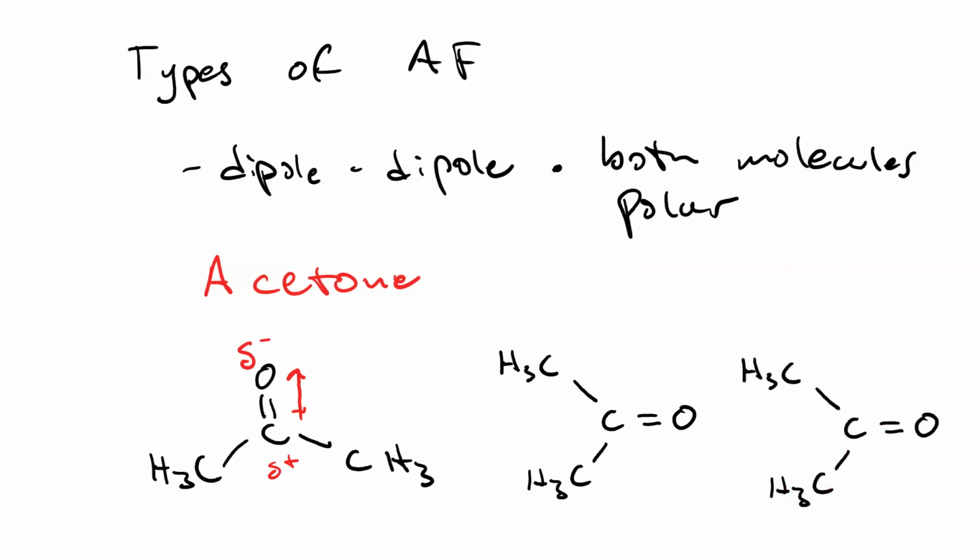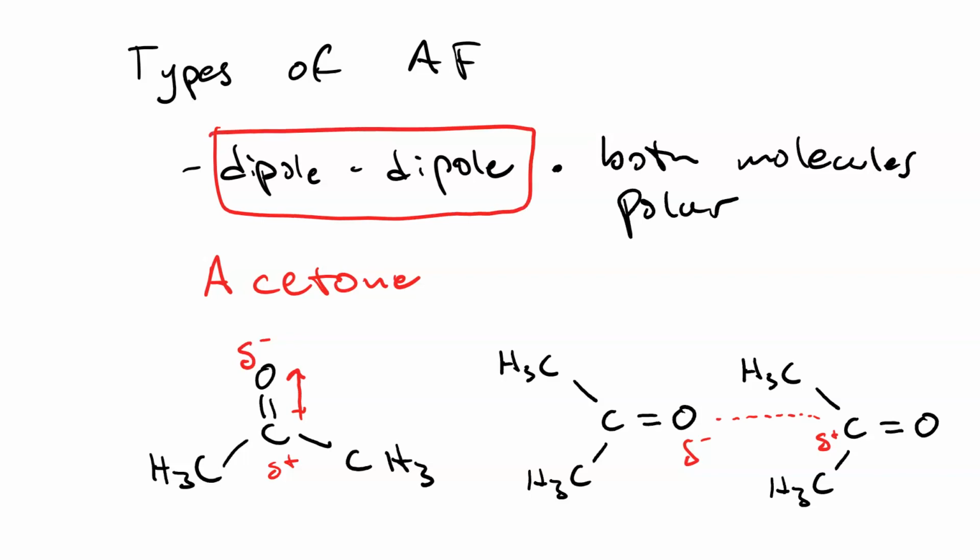A pair of acetone molecules will be attracted to each other. The negative partial charge on the oxygen of one will be attracted to the positive partial charge on the carbon of another. It's simple opposites attract. And that attraction between those two molecules, again, is called the dipole-dipole attraction, and that's represented by that dotted line.